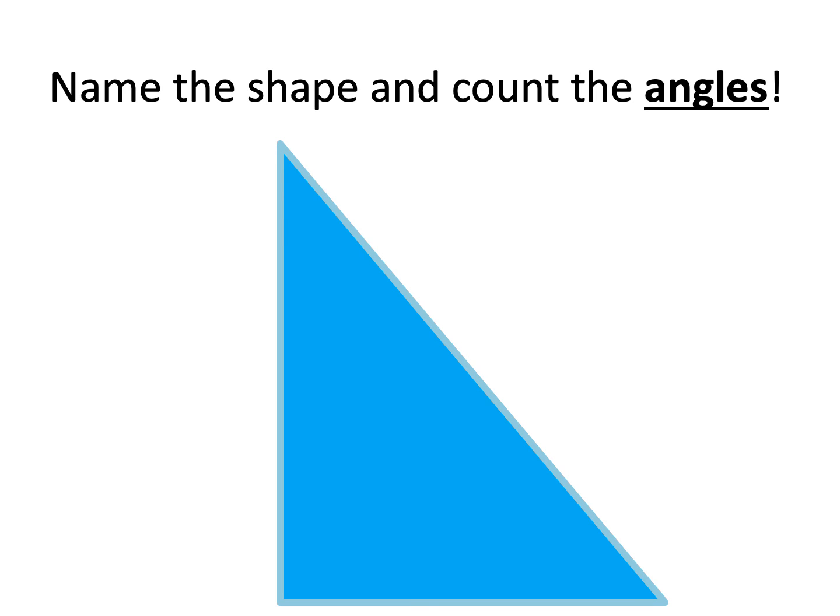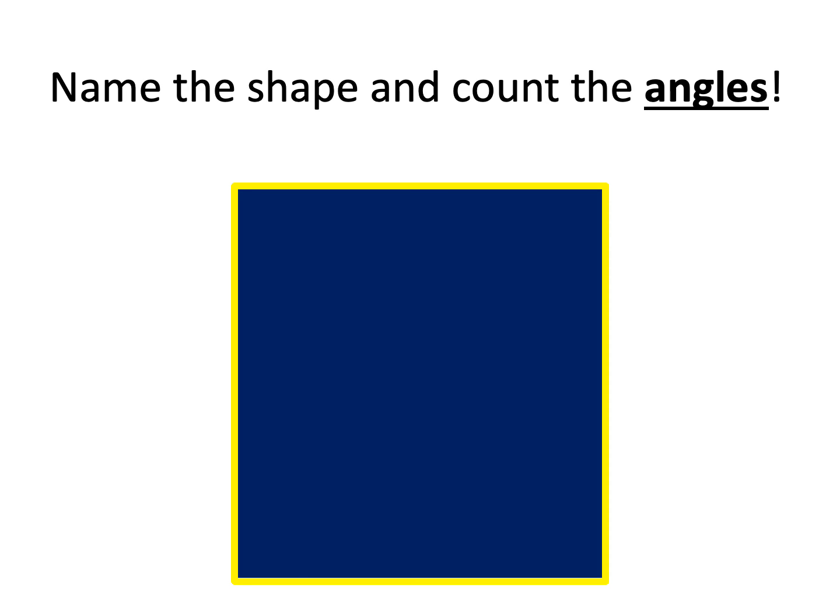Okay, let's count the angles. 1, 2, 3. 3 angles. What's the name of this shape? Triangle. Very good. Let's try another one. What is the name of this shape and how many angles does it have? Okay, let's count the angles. Are you ready? 1, 2, 3, 4. This shape has 4 angles.